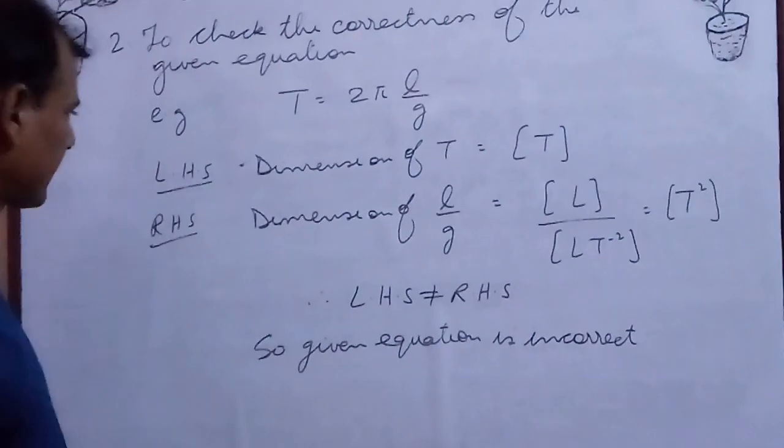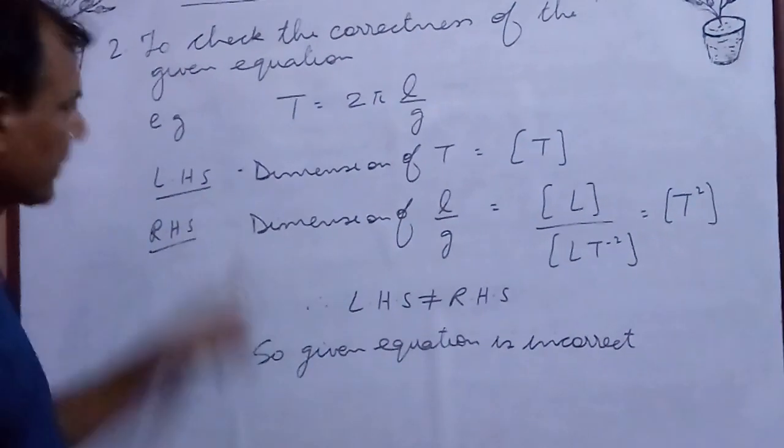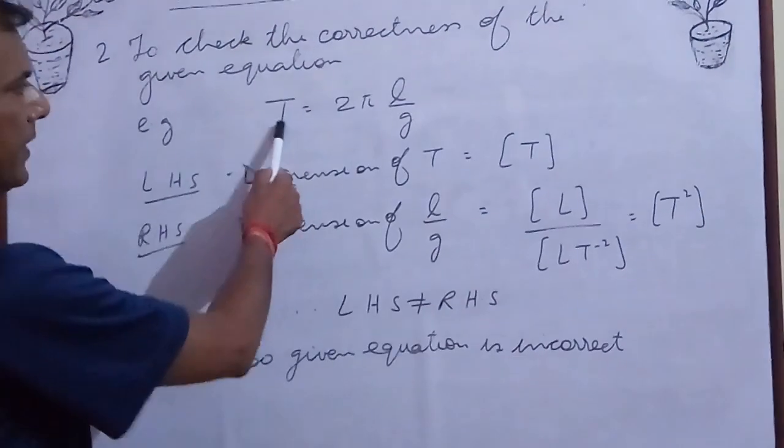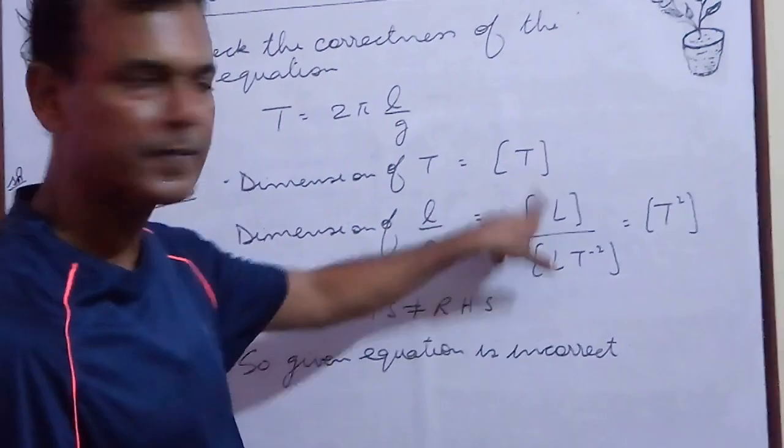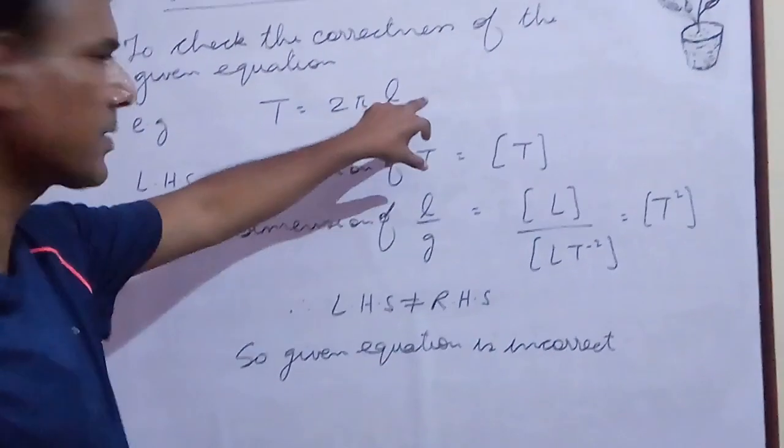In this, what do we do? We take the LHS and RHS. I think all of you know LHS is the left hand side. Left hand side, dimension of T. This is the time period, so the dimension of T is simply T. Now we will see the dimension of RHS.